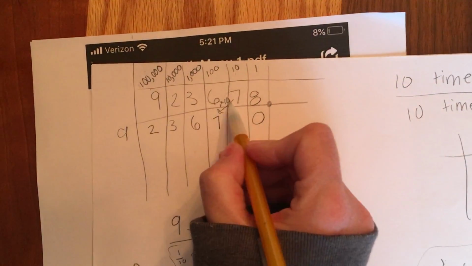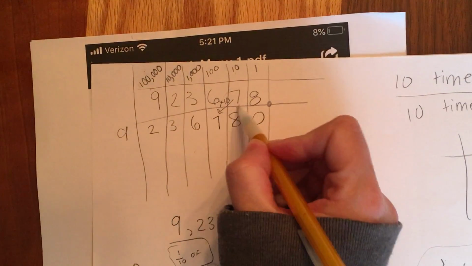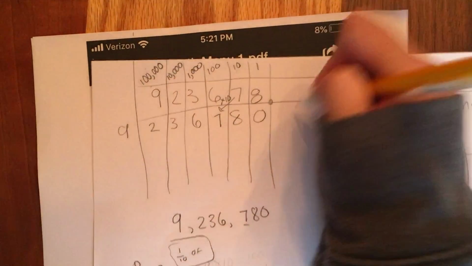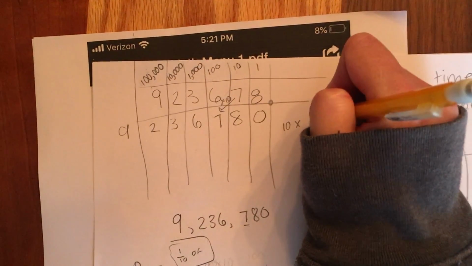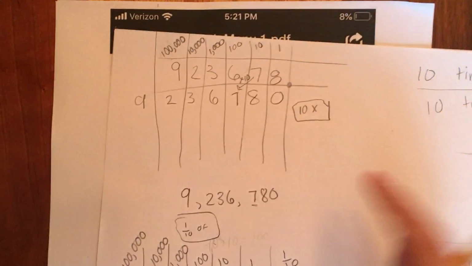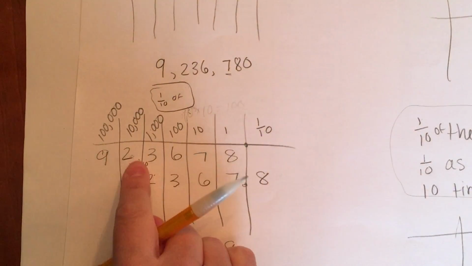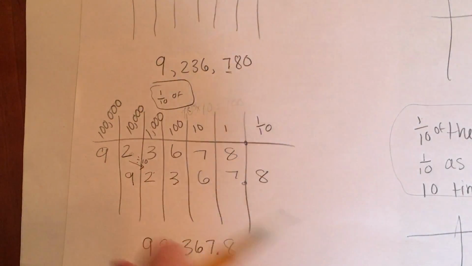And you know when you move to the next place value bigger, as long as you have that same digit there that you're shifting, that's 10 times as much. So moving one place value to the left is 10 times as much. Moving that digit one place value to the right is 1/10 of.